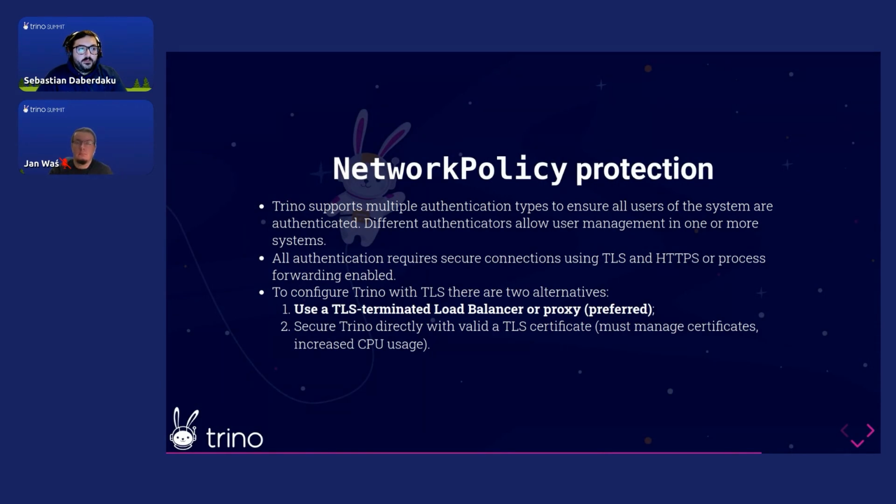Another interesting feature that was implemented was the network policy support. Now, Trino supports multiple authentication mechanisms, and all of them require a secure connection using TLS and HTTPS, or process forwarding enabled. So if you don't enable HTTPS, you cannot use authentication in Trino. To configure authentication, there are basically two alternatives. One is to use a TLS-terminated load balancer or proxy in front of Trino, which is also the preferred way according to the official documentation.